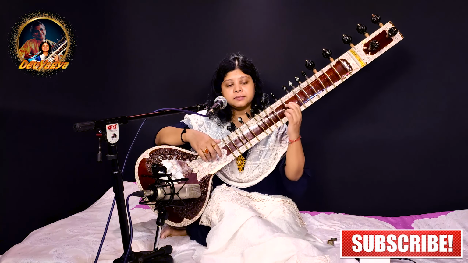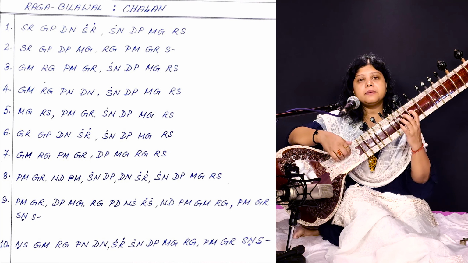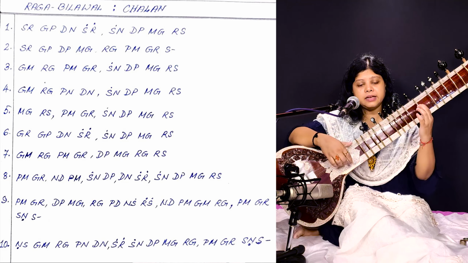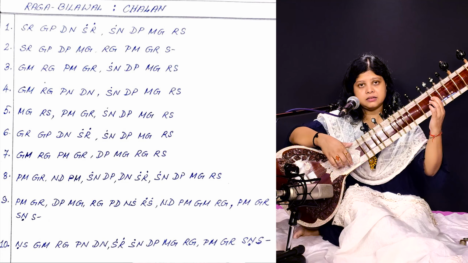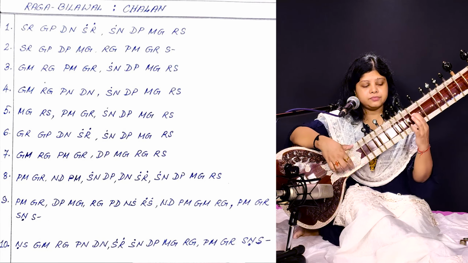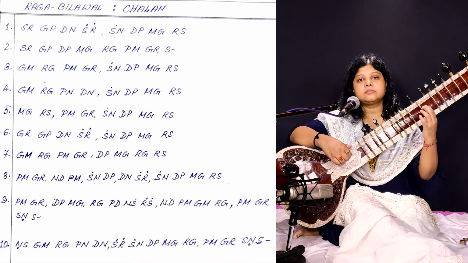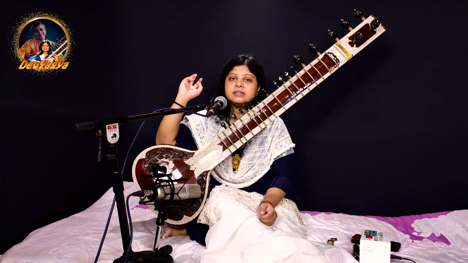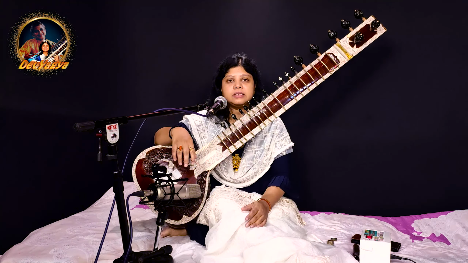Now, another chalan. It's ga ma re ga pa ma ga re. Ga ma re ga pa ma ga re. Sa ni dha pa ma ga re sa. So you can see the notation. There are more chalan, around 9 to 10, so you can practice those. Now let me come to the taan or toda.